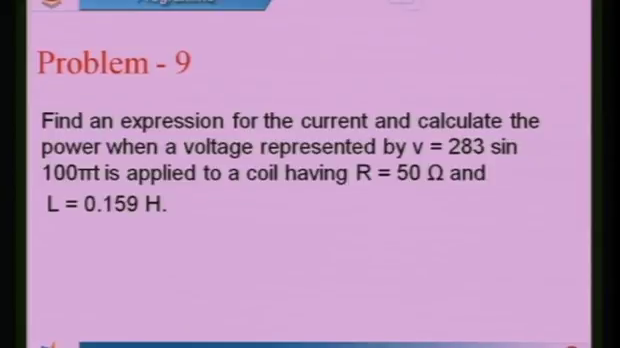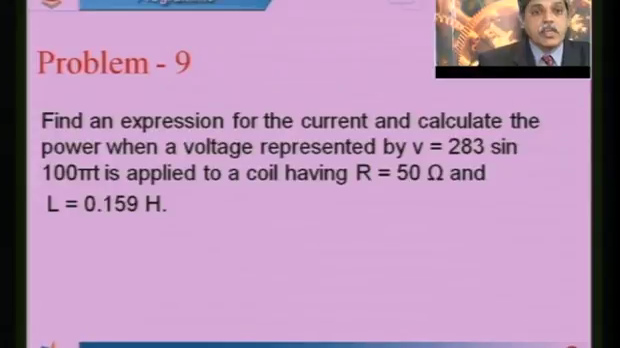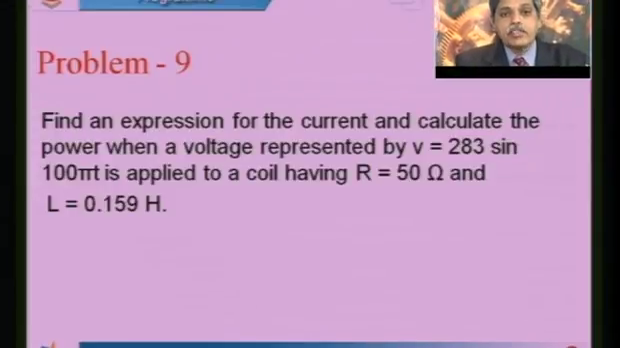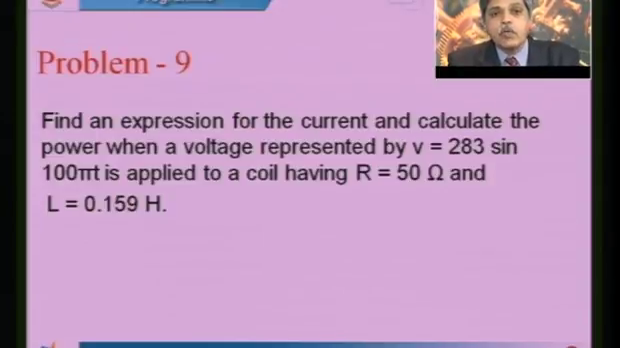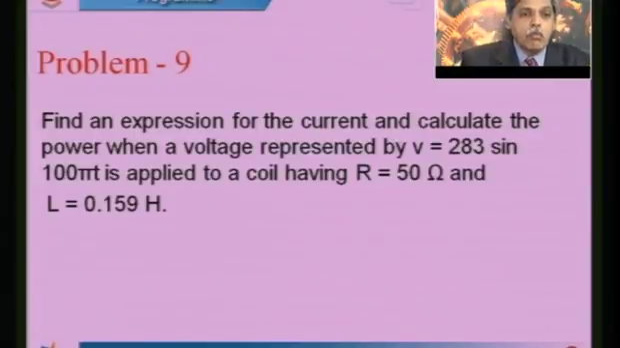Now I will take the next problem. The problem is like this: find an expression for the current and calculate the power when a voltage represented by V is equal to 283 sin 100 pi t is applied to a coil having R is equal to 50 ohms and L is equal to 0.159 Henry. Okay. So now this coil will have a resistance and this given inductance in a series combination.